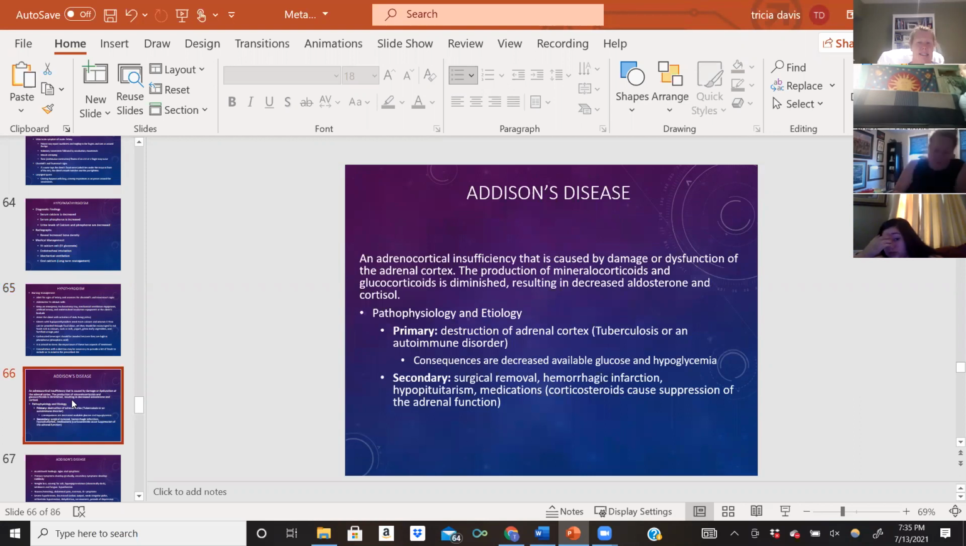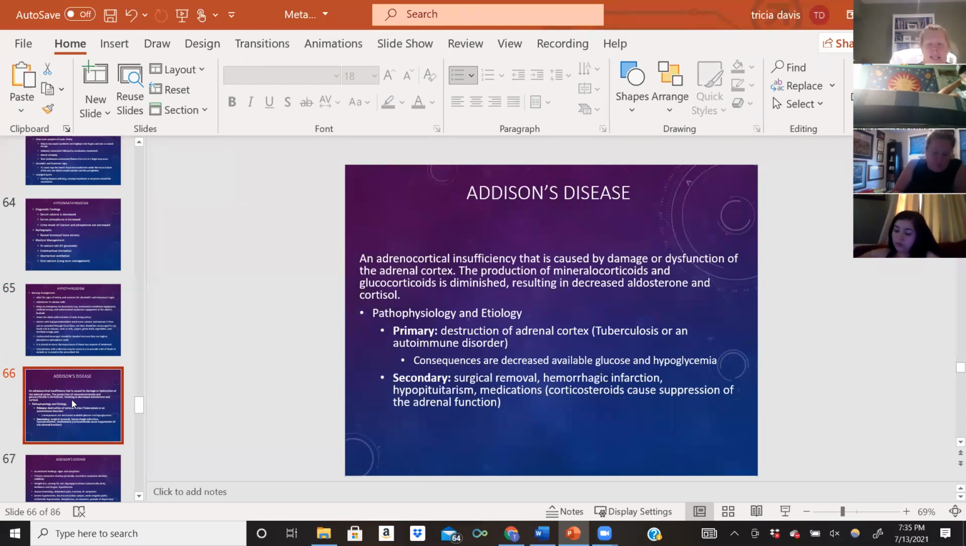All right, Addison's disease. So Addison's disease is adrenocortical insufficiency. This is caused by some type of damage or just a dysfunction of the adrenal cortex. So we know that the adrenal cortex is responsible for producing mineralocorticoids, glucocorticoids, and aldosterone. So with the production of these corticosteroids diminished, that's going to result in decreased aldosterone and a decreased level of cortisol.